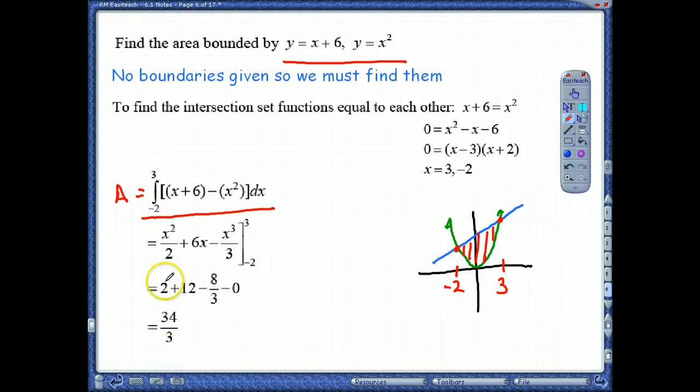If you don't get to use your calculator, then you will integrate, like I've shown you. X squared over 2 plus 6x minus x to the 3rd over 3. First fundamental theorem of calculus, put 3 in for all your x's, minus, then put negative 2 in for all your x's. If you don't get to use your calculator, please be careful of your algebra. Make sure negatives and so forth are being taken into consideration. So my answer, my total area, would be 34 thirds.